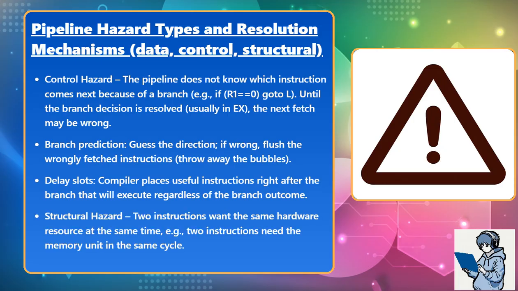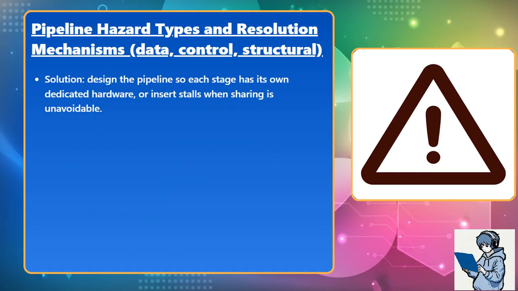Structural hazard: two instructions want the same hardware resource at the same time. For example, two instructions need the memory unit in the same cycle. Solution: design the pipeline so each stage has its own dedicated hardware, or insert stalls when sharing is unavoidable.